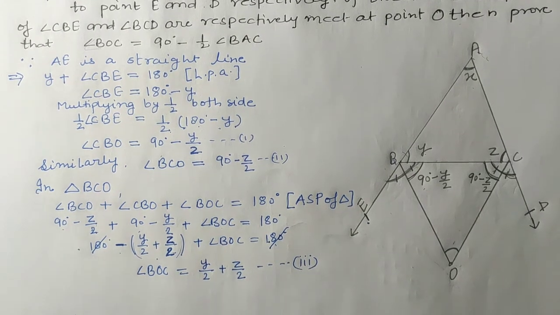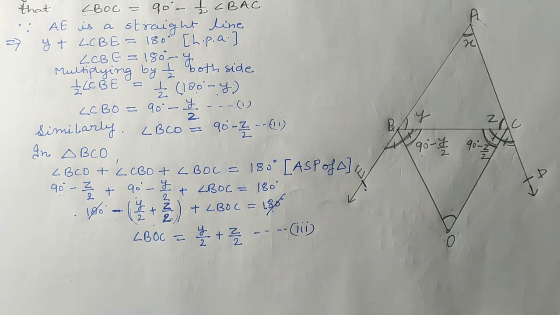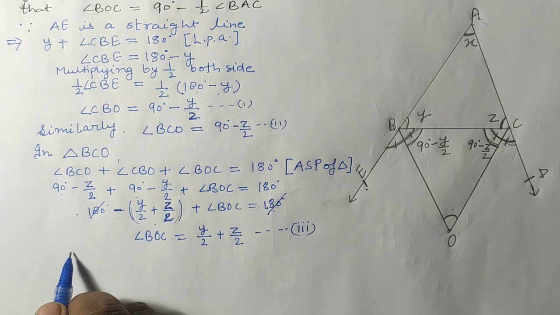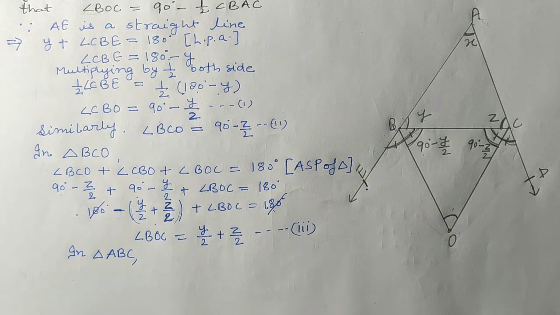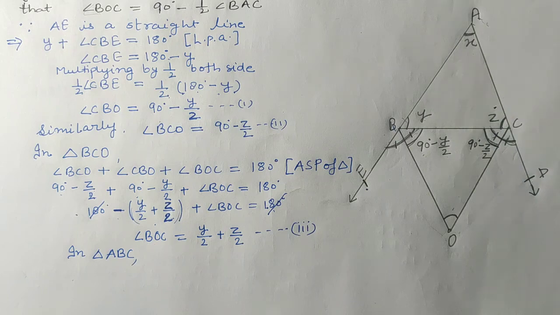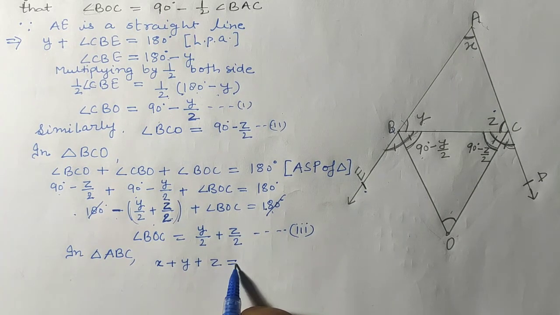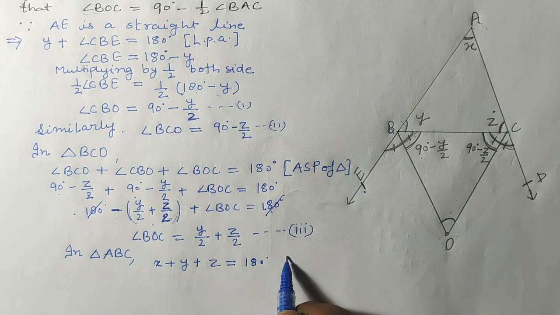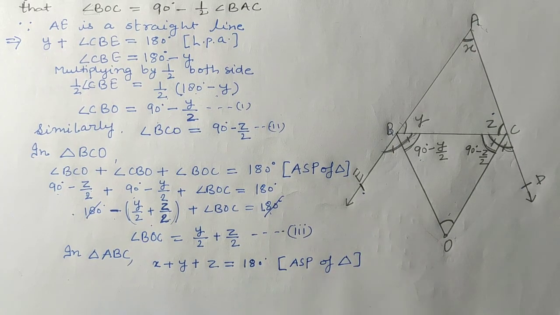Okay students, suppose this is equation number 3. Now see in triangle ABC, the sum of all angles should also be equal to 180 degree here also. So basically x plus y plus z should be equal to 180 degree. What is the reason behind it? The reason is the angle sum property of triangle.